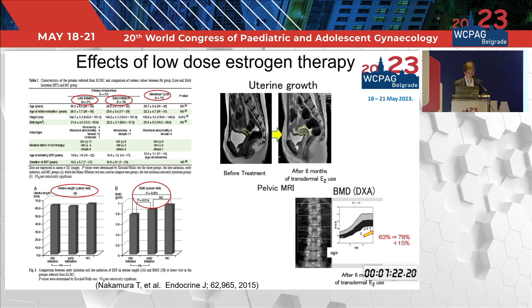As a result, it was found that uterine growth can be achieved regardless of the starting age, but early initiation is necessary for the acquisition of bone mass. The right slide shows the effect of estrogen therapy in a patient. Uterine growth and increased bone mass were observed with transdermal estrogen used for 6 months.